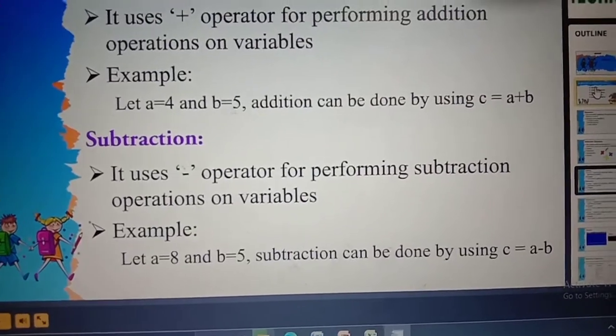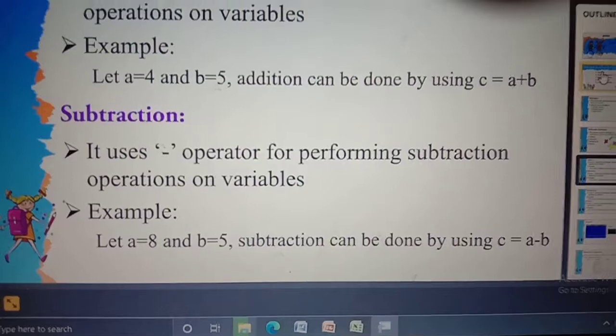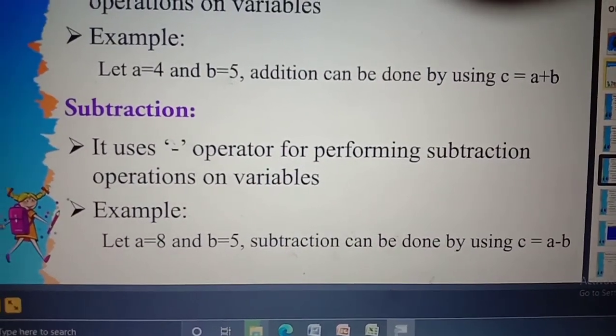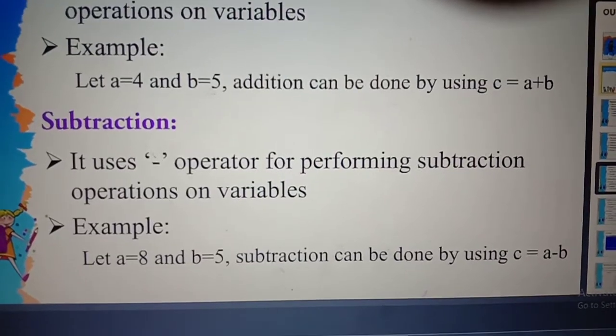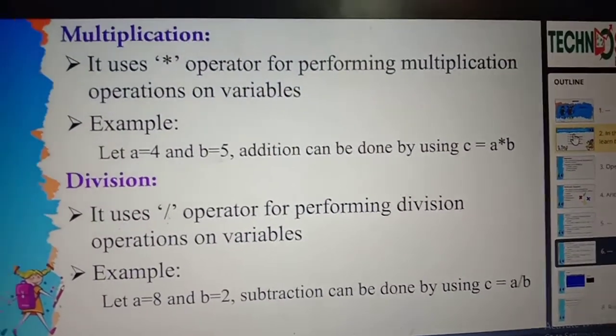Similar to that way, we'll perform a subtraction also. Instead of plus, we'll use a minus symbol. Okay. Here the example is A equal to 8, B equal to 5. Subtraction can be done by using C equal to A minus B.